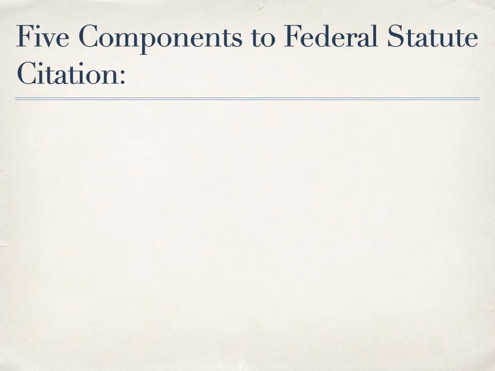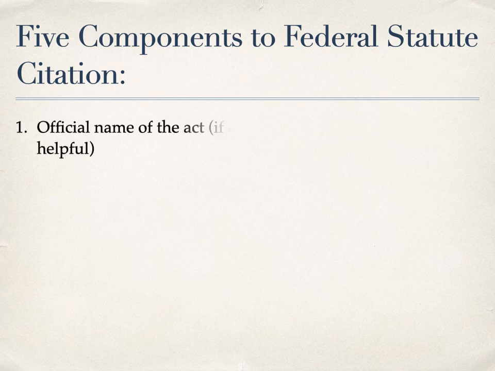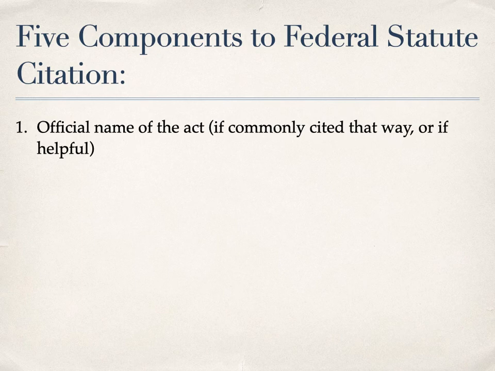A cite to a federal statute or law contains 4 or maybe 5 components. The first component is the official name of the act. Some acts or laws are best known by the name, like the Voting Rights Act or maybe the Affordable Care Act. Where a law is commonly referred to by its name, or where the name of an act would be helpful to you in your citation, you should use it as the first part of your full cite to the statute. The second component is the title number.